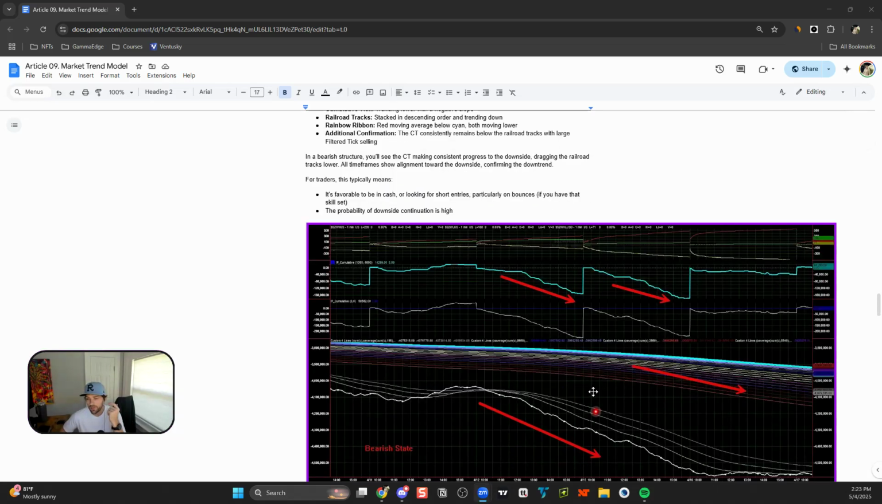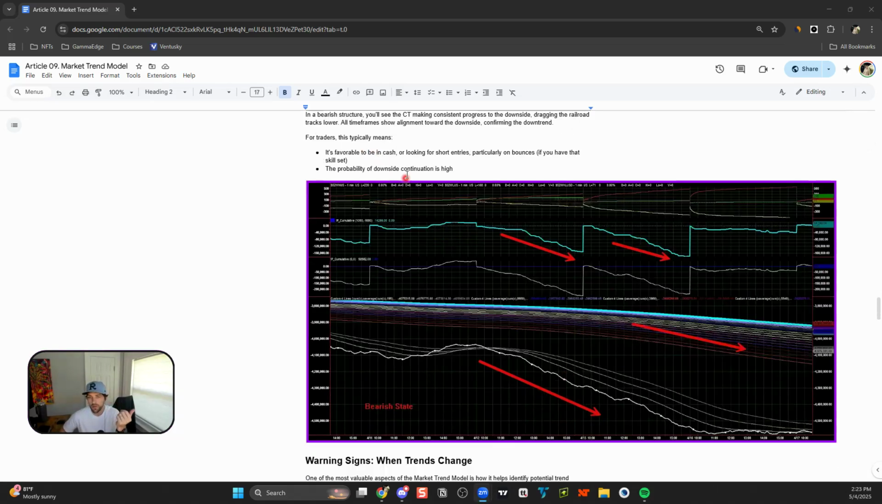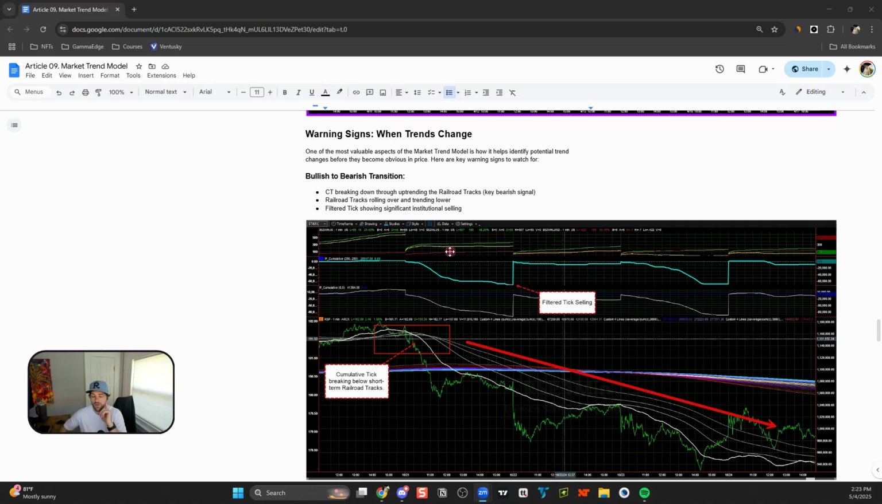So again, when we have a structure like this, a bearish structure, what this typically means is it's favorable to be in cash, looking for short entries, particularly on bounces, taking off long exposure, stuff like that, right? The probability of downside is higher in this kind of model signature than upside.